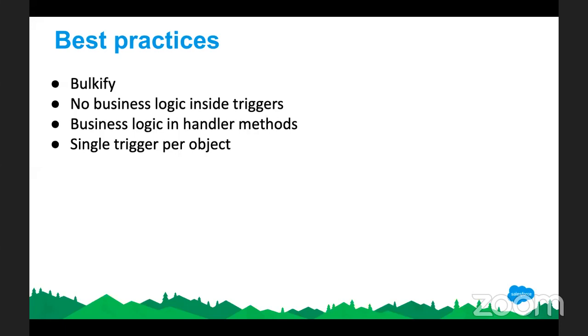The third one is business logic in handler methods. So don't write business logic in triggers at all. Use the trigger just to call the methods. That's it. Single trigger per object.